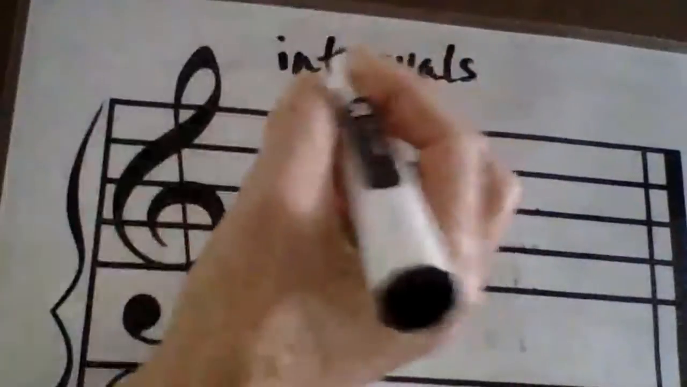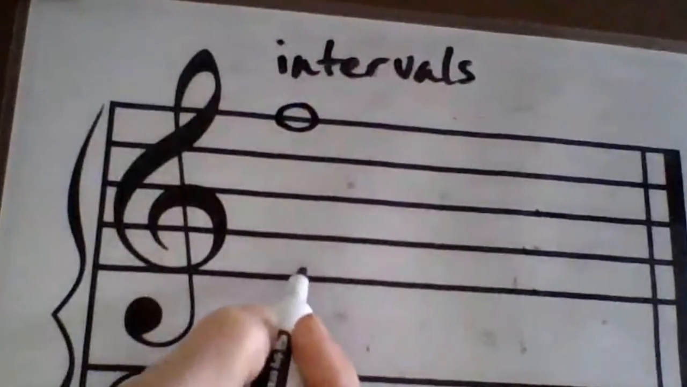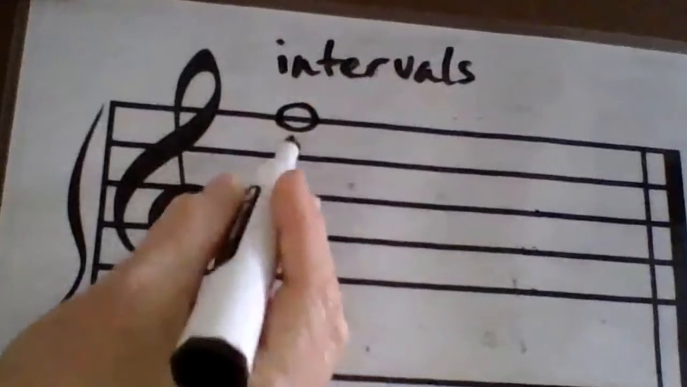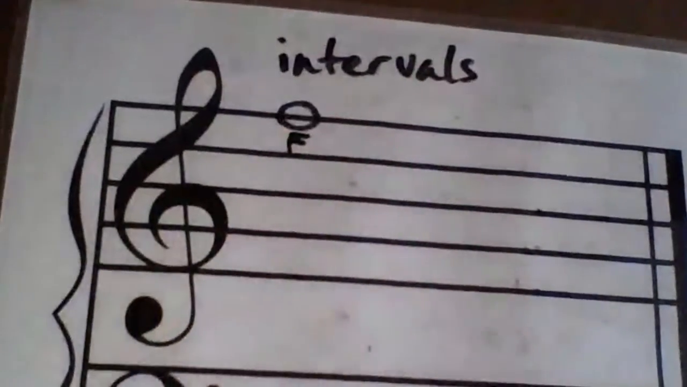Now what if we were up here? What note is that? Every good boy does fine. The top line note is an F.